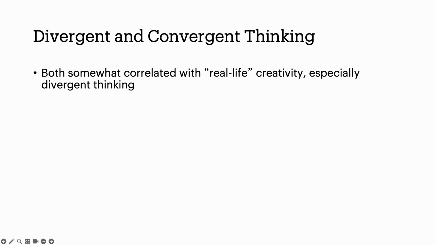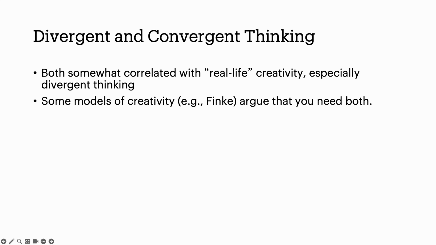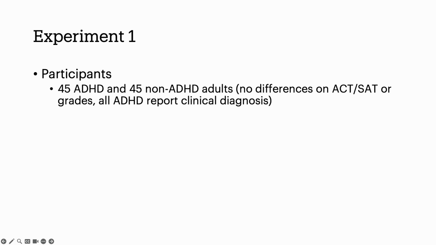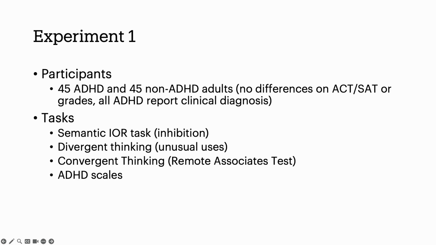Divergent and convergent thinking, they're both somewhat correlated with real life creativity, especially divergent thinking. And some models of creativity argue that you kind of need to be good at both in order to have some kind of creative outputs. So in the first experiment that I'm going to tell you about, we had 45 adults with ADHD and 45 adults who didn't have ADHD, and we matched them on SATs and grades. So they were similarly academically gifted. And they all had an ADHD diagnosis by a clinician, but we also confirmed the clinical diagnosis in the lab.